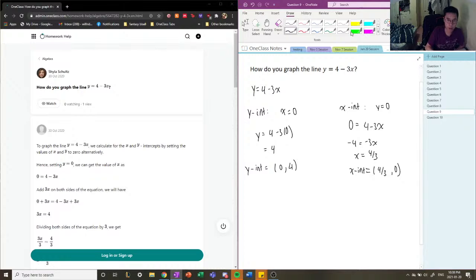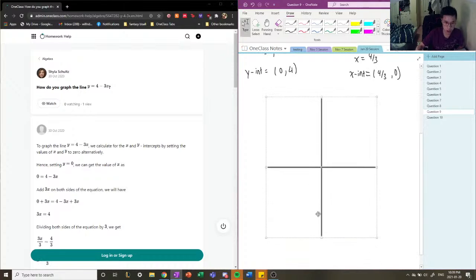Now that we have our points, we have to draw an axis here. So let's do this axis real quick. Now we label our points on the axis. (0, 4) will be around here, if 1, 2, 3, 4, that's over here. And (4/3, 0) is over here. So this is (4/3, 0), and this is (0, 4). If we draw a line, and excuse my line drawing, we'll have a line that goes like this.